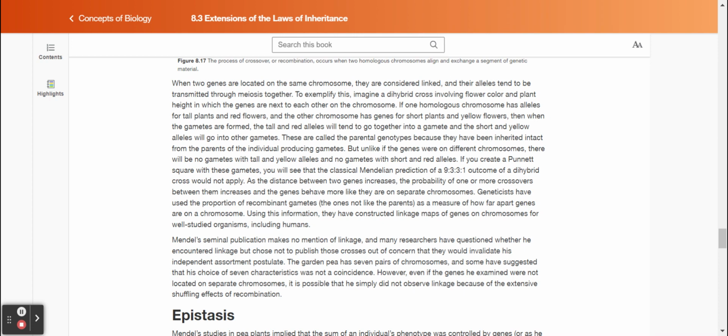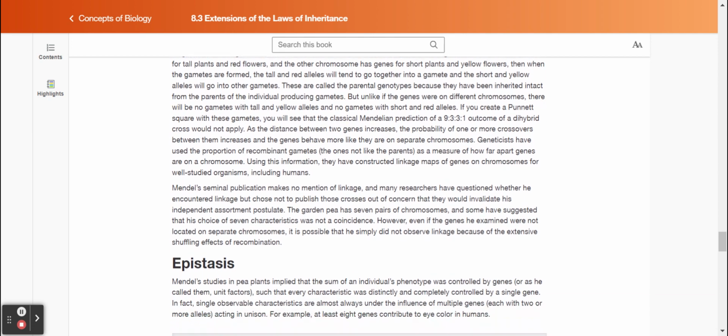As the distance between two genes increases, the probability of one or more crossovers between them increases, and the genes behave more like they are on separate chromosomes. Geneticists have used the proportion of recombinant gametes, the ones not like the parents, as a measure of how far apart genes are on a chromosome. Using this information, they have constructed linkage maps of genes on chromosomes for well-studied organisms, including humans.